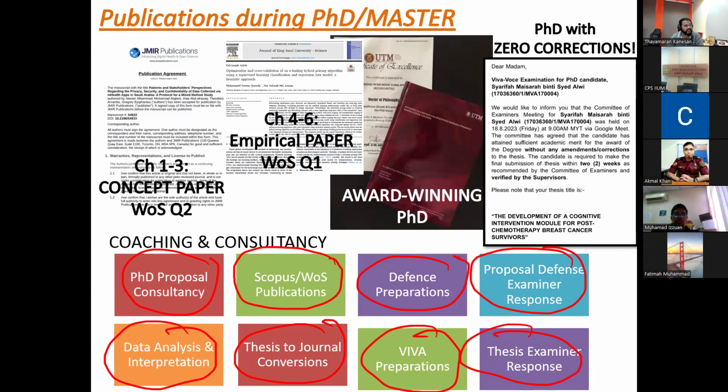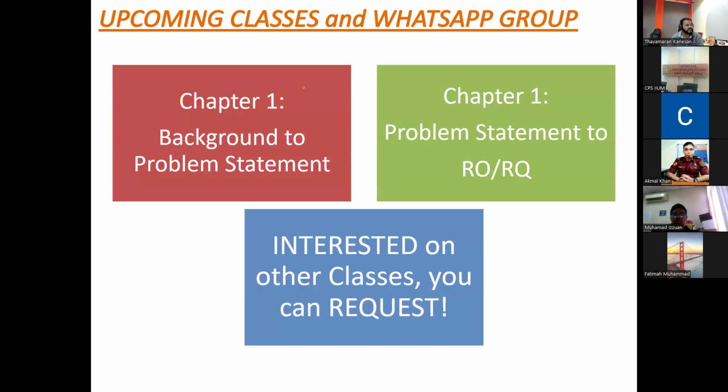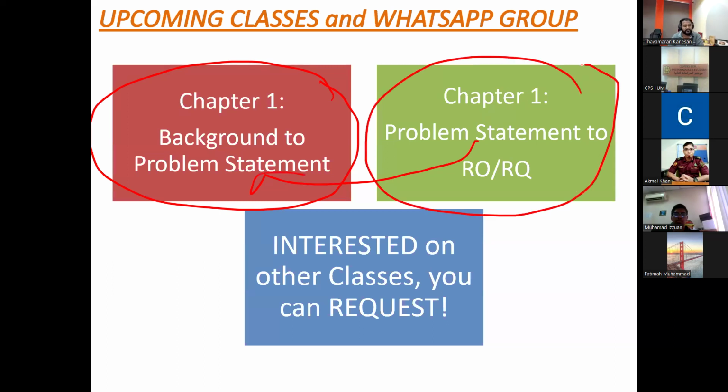Okay, so with that, upcoming classes: the next class is going to be on chapter 1, background to problem statement writing. If I can combine this with RORQ and finish in one class, then after that I'll talk about systematic review. I haven't decided yet. This will be the upcoming classes.